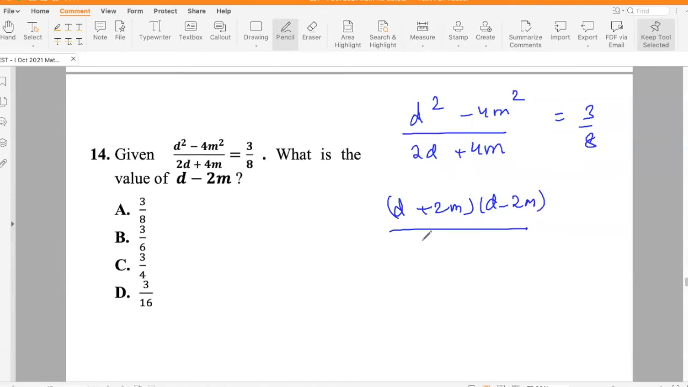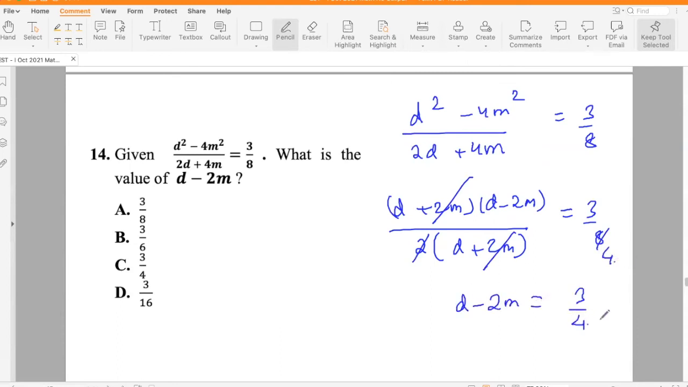And in the denominator, if I take 2 common, then I get (d + 2m). So that is 3/8. Now (d + 2m) and (d + 2m) can cancel, and 2 will cancel into 8 with 4. So d − 2m will come to 3/4, which is option C.